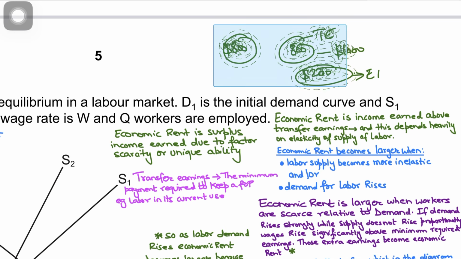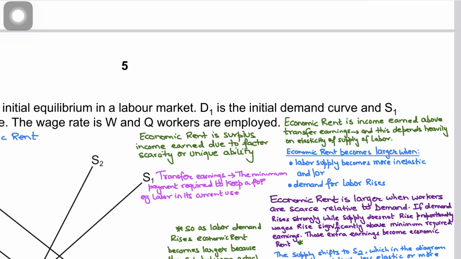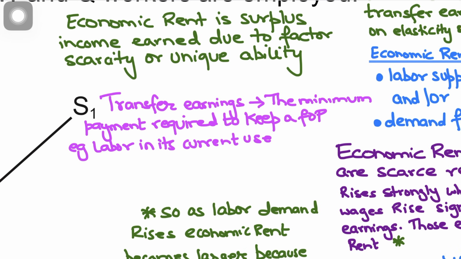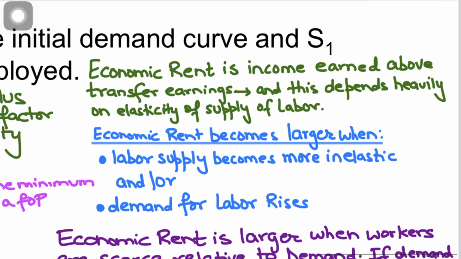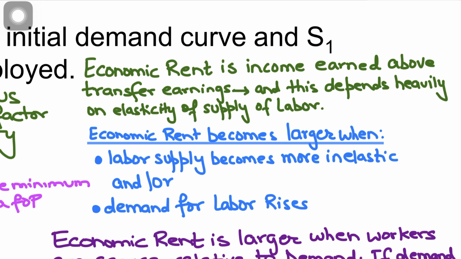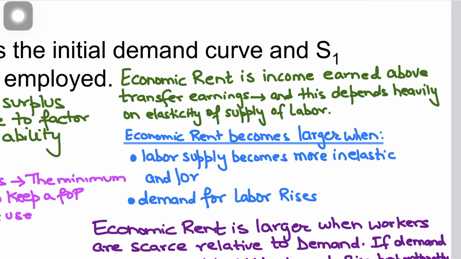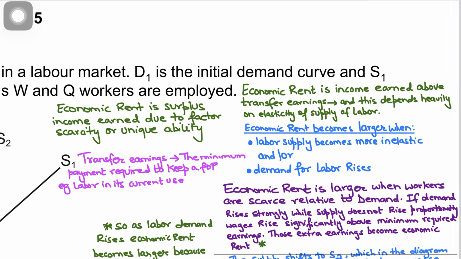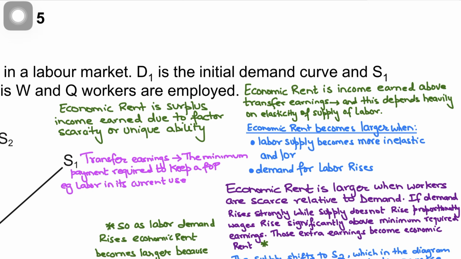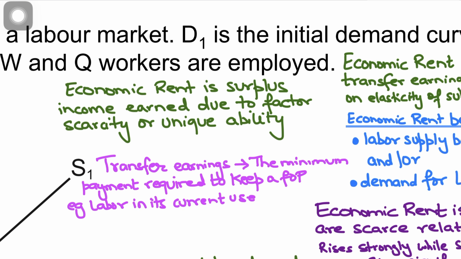Technically, transfer earning is simply the minimum payment required to keep a factor of production, that is labor, in its current use, which was $800 in our example. And economic rent is simply the income earned above transfer earnings, which was $200. Remember that the size of the economic rent depends heavily upon the elasticity of supply of labor. Economic rent is the surplus income earned due to scarcity or unique ability.